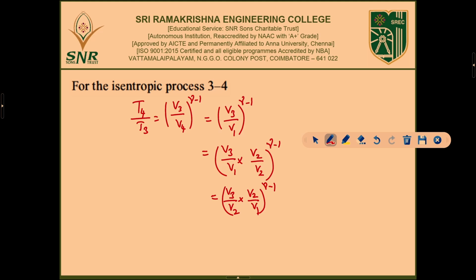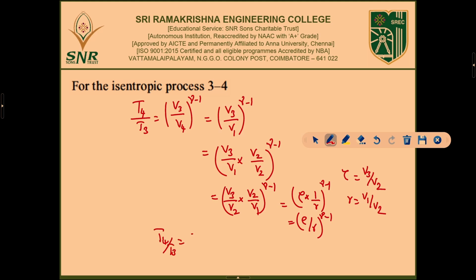We know that V3 by V2 is the rho, and R is equal to V1 by V2. But here we got V2 by V1, and R is V1 by V2, so we can rewrite this as rho into 1 by R whole to the power of gamma minus 1. So we can write it as rho by R whole to the power of gamma minus 1. So T4 by T3 is equal to rho by R whole to the power of gamma minus 1.